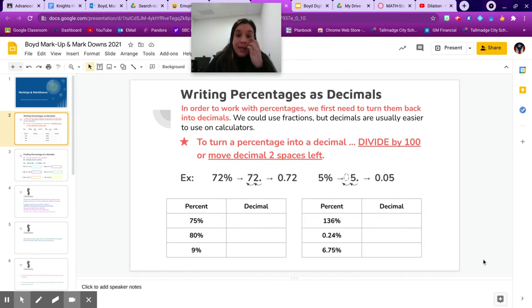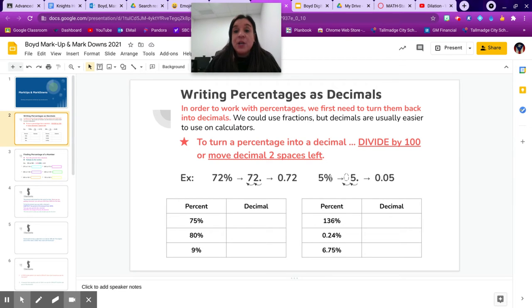So the example here was 72%. You can do 72 divided by 100 on your calculator and you'll get 0.72. Or you can just pick up the decimal. Remember, the decimal is at the end. If it's a whole number, you're going to move it 2 spots to the left and you would end up with 0.72.